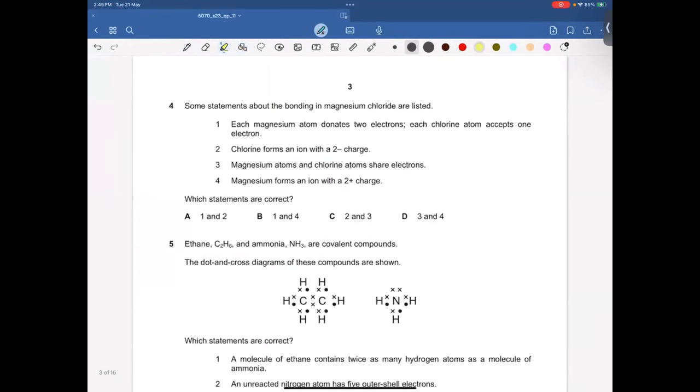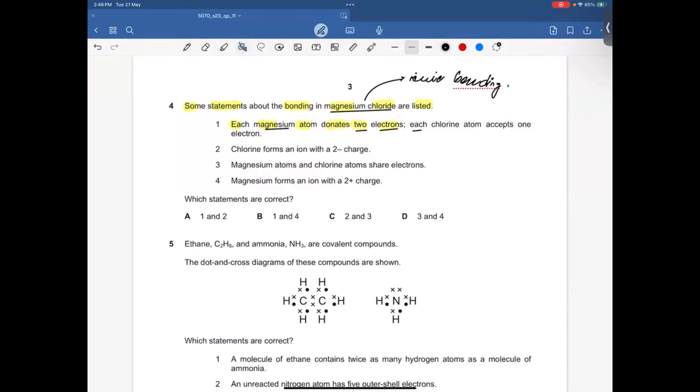Question number 4. Some statements about the bonding in magnesium chloride are listed. By the way, bonding in magnesium chloride is ionic because magnesium chloride is an ionic compound. Okay. Each magnesium atom donates 2 electrons. That's absolutely correct statement because magnesium belongs to group 2, and so it has 2 valence electrons, and these 2 valence electrons are lost during the formation of an ionic bond.